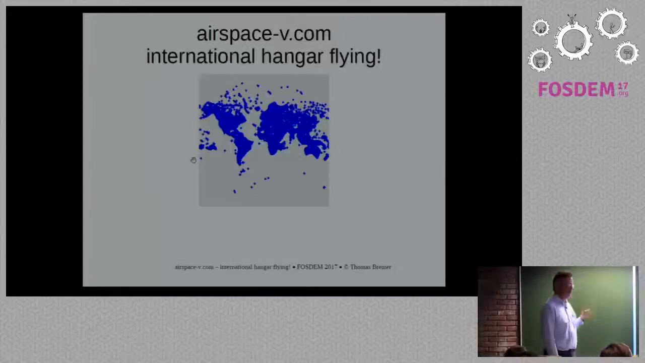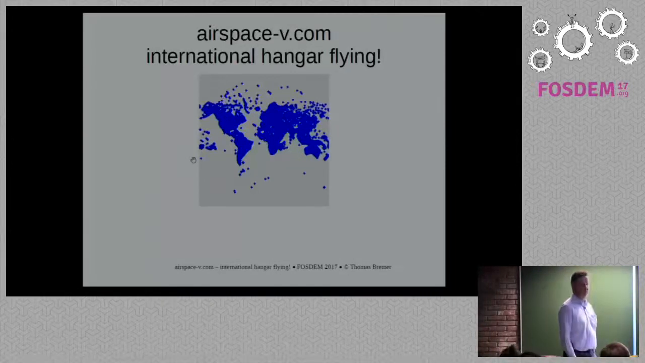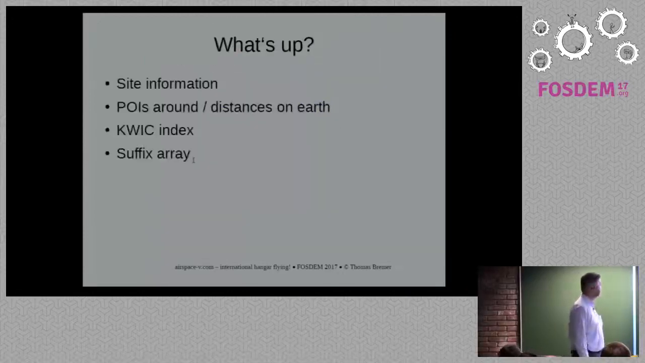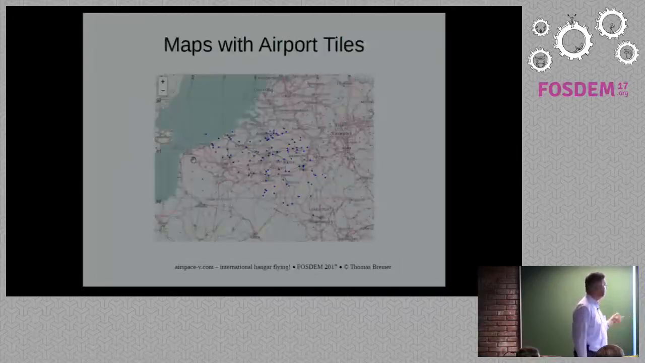This talk is about airspacev.com. I have to say I'm a computer scientist and a hobby pilot. The idea was to present some aviation information on the internet, on a website. That's what this talk is about: some information about the website, a short overview, then which challenges I faced and solved to compute distances for points of interest around. And finally, the last two points are about text search and auto-completion in large sets of data.